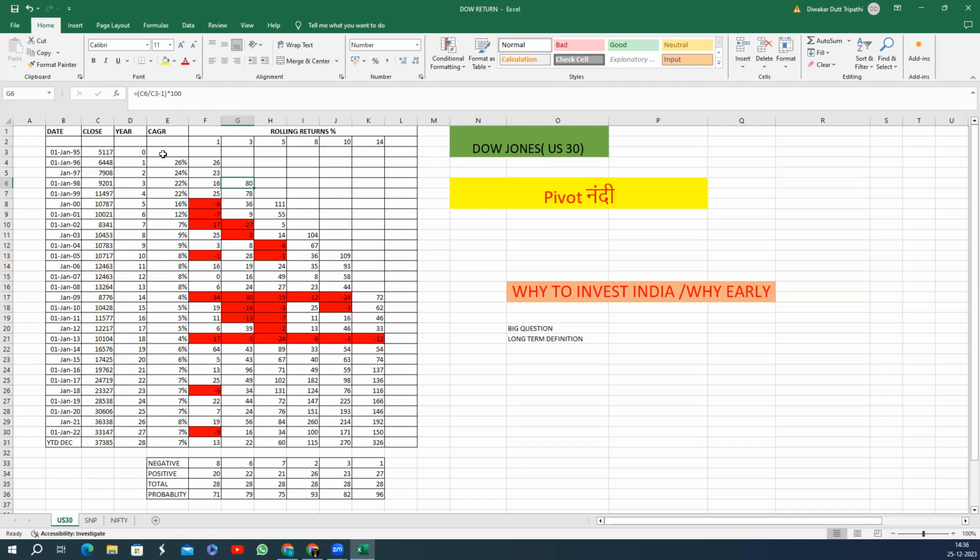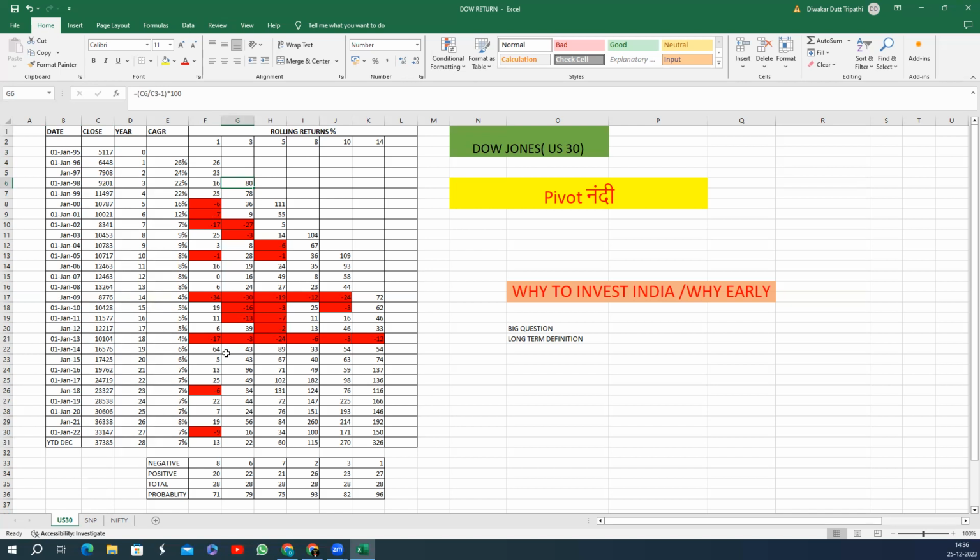When a person invested for the 3 year rolling returns time, for example, if someone invested in year 95 at the index value of 5,117 and remained invested for 3 years, he has got returns of like 80% in the Dow Jones in terms of absolute 3 year rolling return. He invested at the 5,000 value and remained invested for 3 years when the index was at 9,201. So what was the return? It was like 80% return.